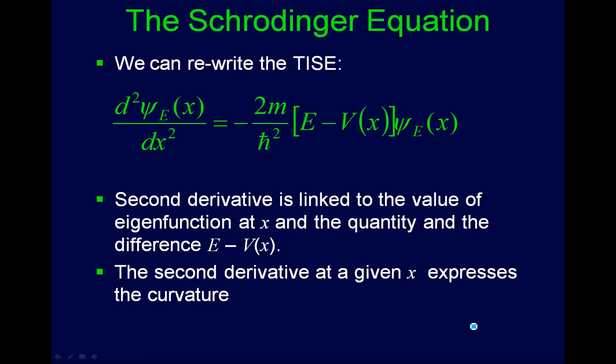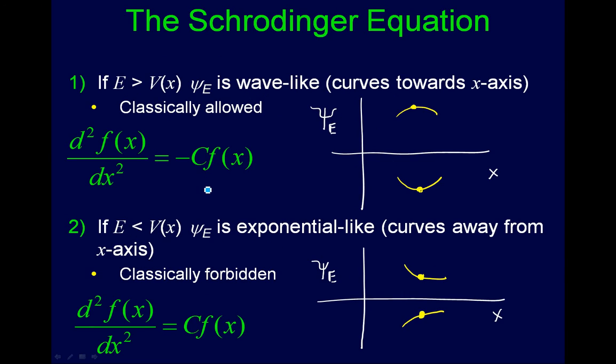Another way is to take our time-independent Schrodinger equation and write it similar to that. So we isolate the second derivative, and it equals a whole bunch of stuff times our function. It's a very similar shape, and this thing here becomes similar to that c we were just talking about. And so we're going to learn here that basically E minus V of x will give us the sign of our c, and it tells us what kind of solution we're going to have, a wave-like solution or an exponential-like solution.